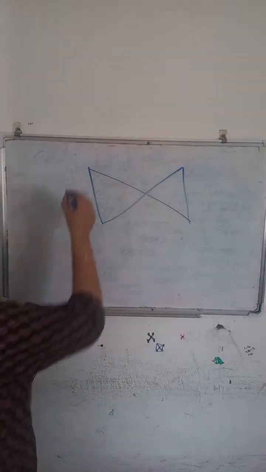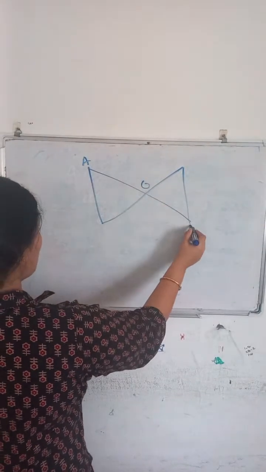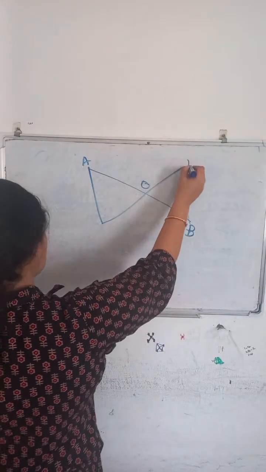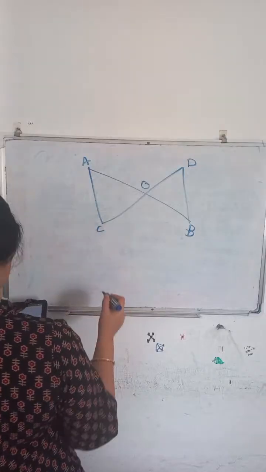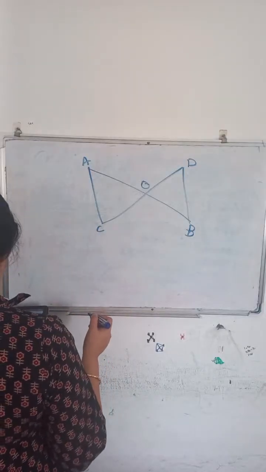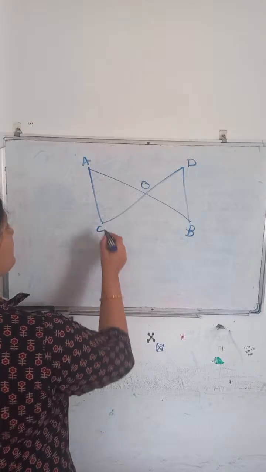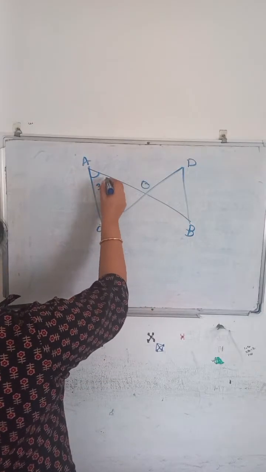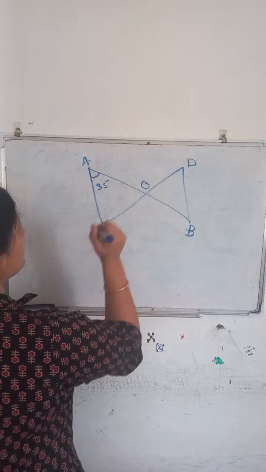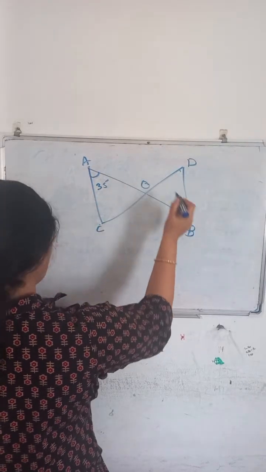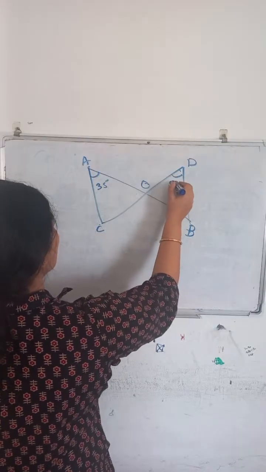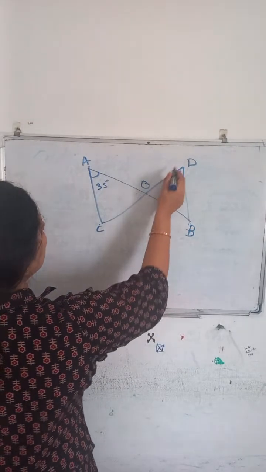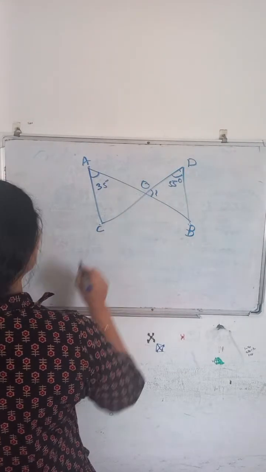Here we have A, O and D, AOB, and this is DOC, and here angle CAB. CAB means this angle is given as 35, and CDB is given as 55 degrees. Okay, find the angle BOD. This is the angle we have to find out.